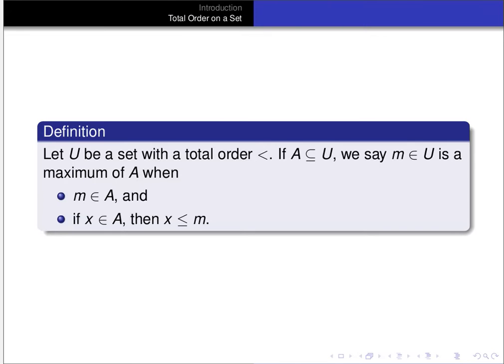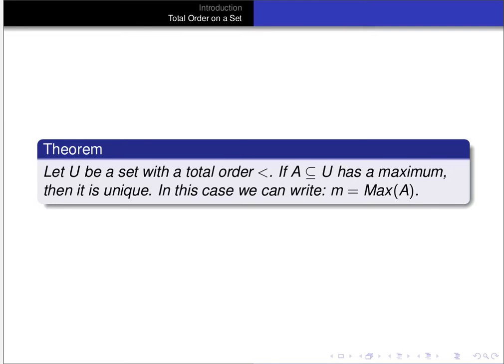Okay, what about a maximum? So we say that an element is a maximum of a set A if it's an upper bound and a member of the set. So just like minimums are lower bounds that are elements of the set, maximums are upper bounds that are also elements of the set. Okay. So if a set has a maximum, then it's unique, just like with minimums. And in that case, we write M is equal to the max of A.